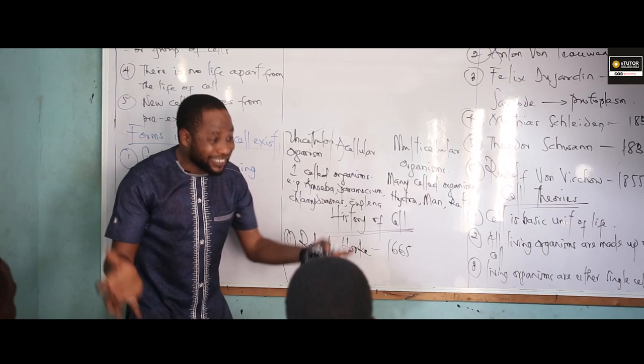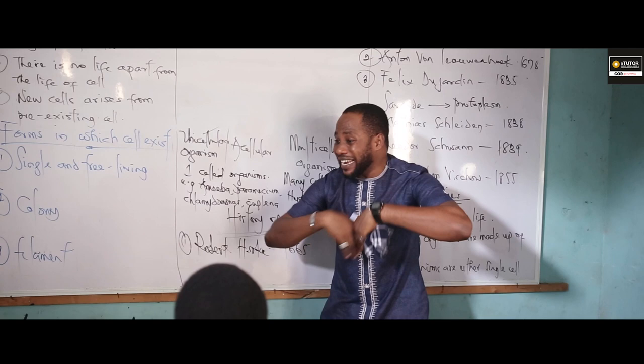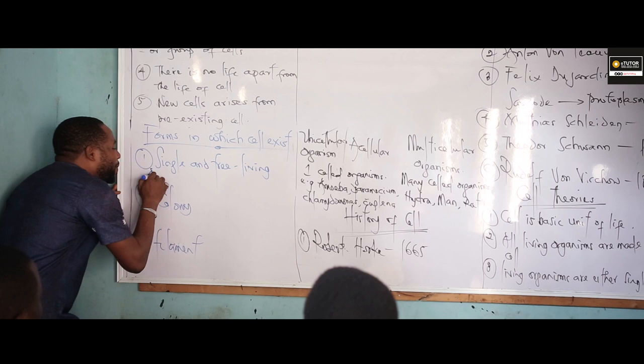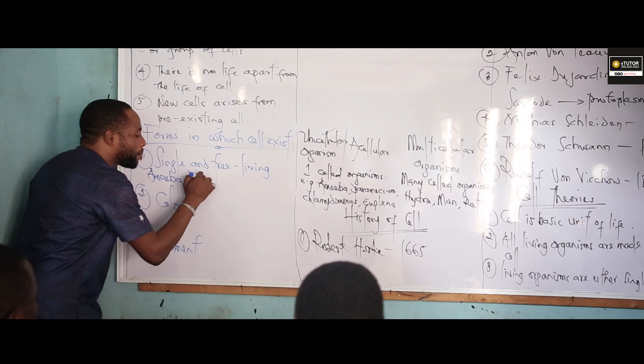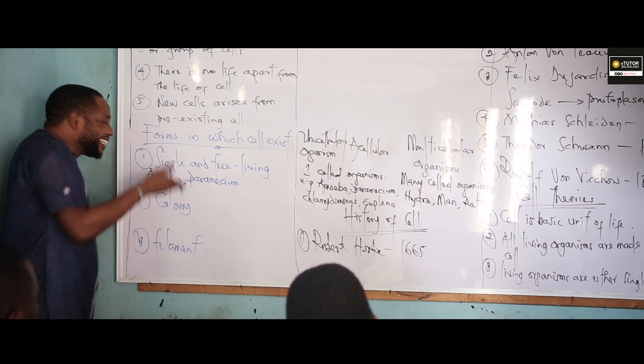They can live freely. They can live independently. For instance, we have some organisms like what? Amoeba. Amoeba is a free-living organism, independent, you understand? And it's made up of only one cell. We have an organism like Paramecium. So a cell can exist as single and free-living.